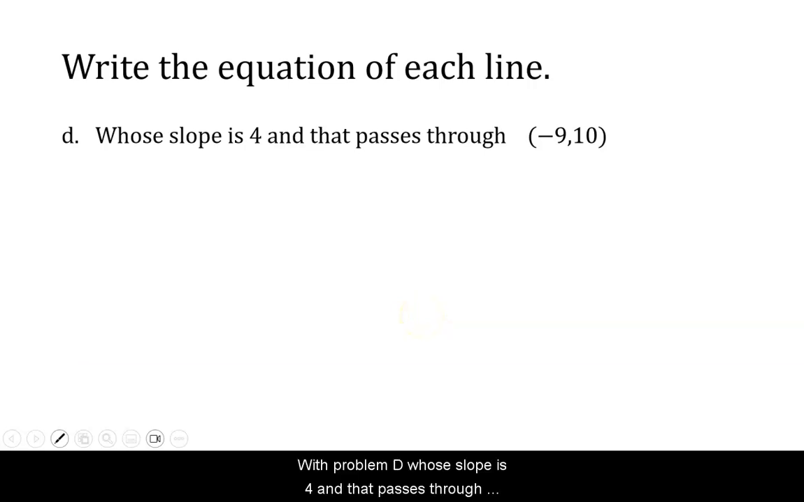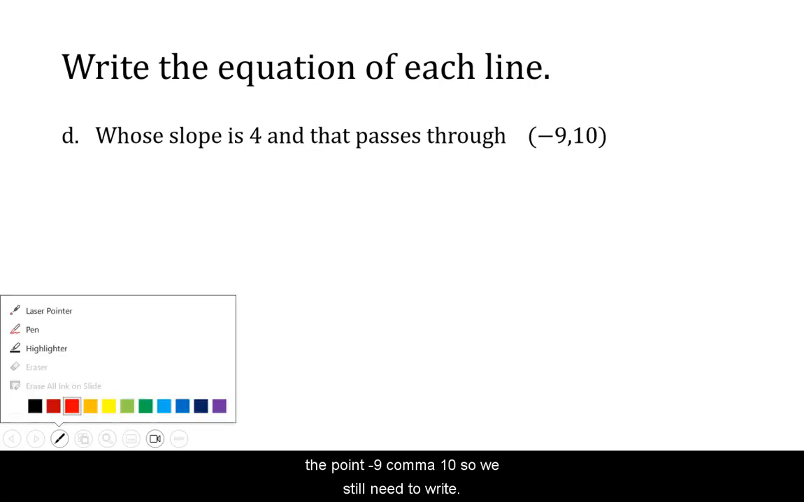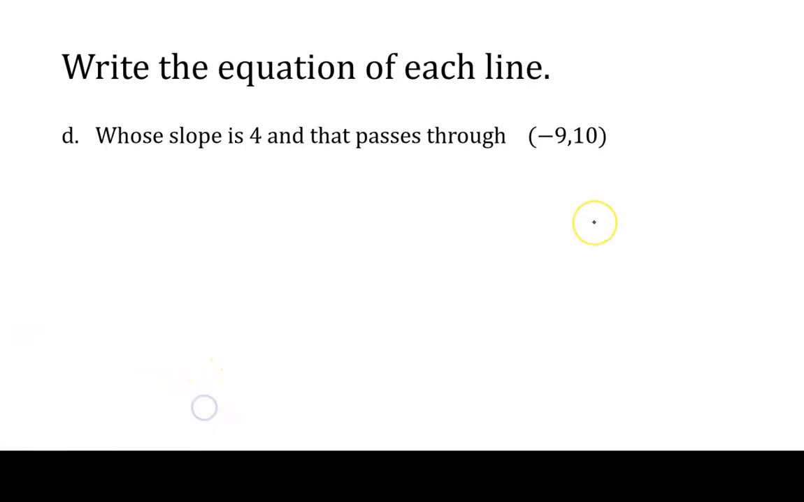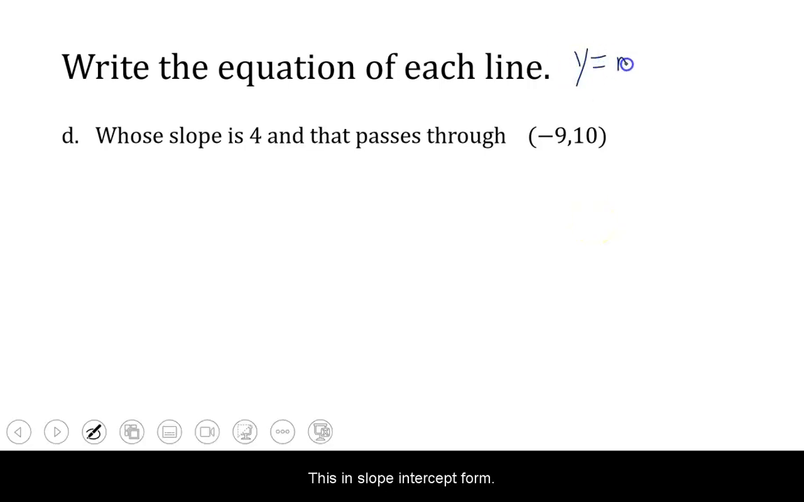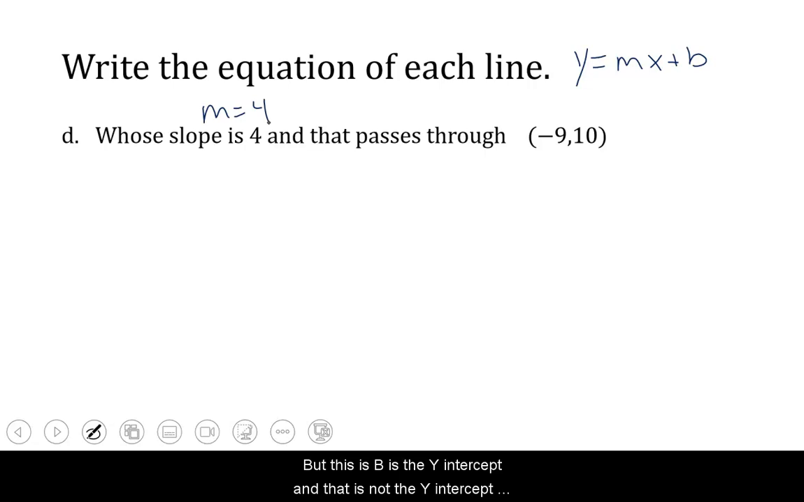With problem D, whose slope is 4 and that passes through the point (-9, 10), we still need to write this in slope-intercept form. So we have the slope. We know m is 4. But b is the y-intercept, and that is not the y-intercept. It's not 0, a number. So we need to get the y-intercept.